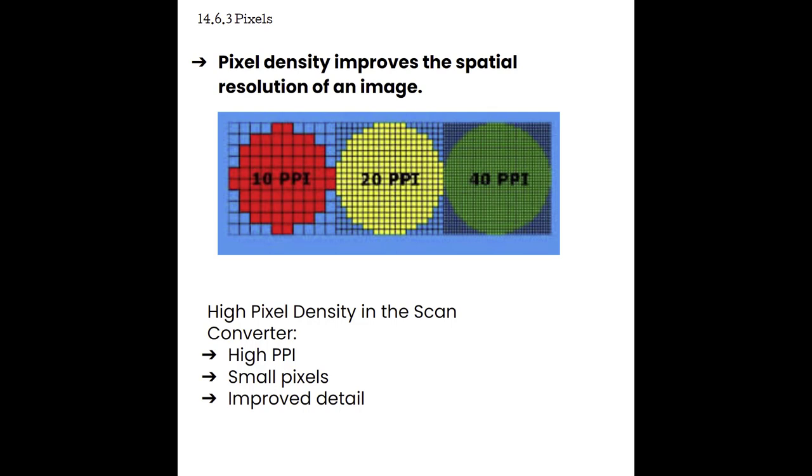So when we consider high pixel density in the scan converter, we have high pixels per inch. So we're looking at like that 40 pixels per inch or more. We've got a lot of pixels in there. That means the pixels are very small, and because of that, we can get improved detail in our images. So the amount of pixels is one of the first things that's going to determine how much spatial resolution we are going to be able to get on our display.